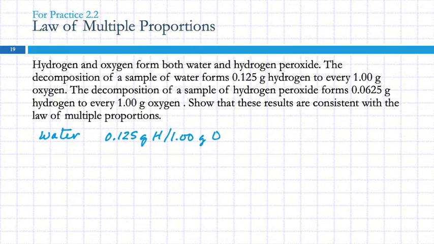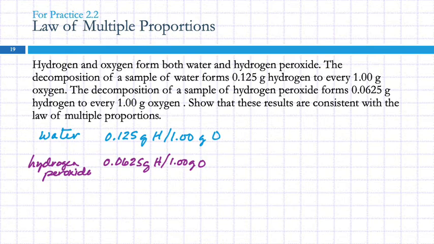And then we have our hydrogen peroxide. Can't spell tonight. And they tell us that's 0.0625 grams of hydrogen to 1 gram of oxygen. So the ratio for this one is 0.0625. That's 0.0625 divided by 1. And for this one, it's 0.125. This is the larger ratio. If we take that and divide it by the smaller, what do we get? We get 2.